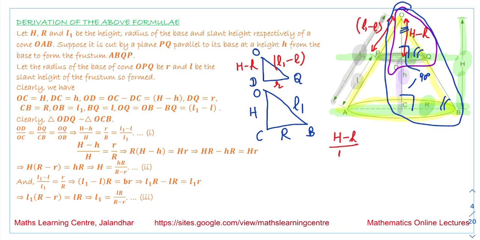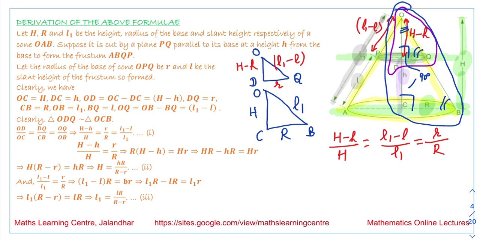H minus small h over capital H, the ratio of the two sides. This is equal to L1 minus L over L1. This is equal to small r over capital R.